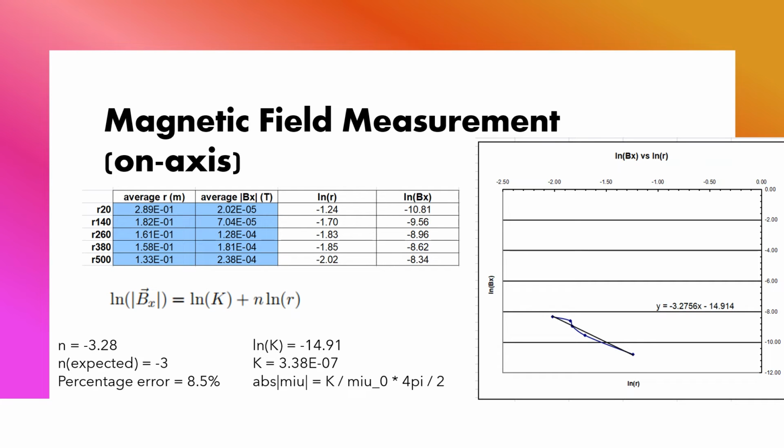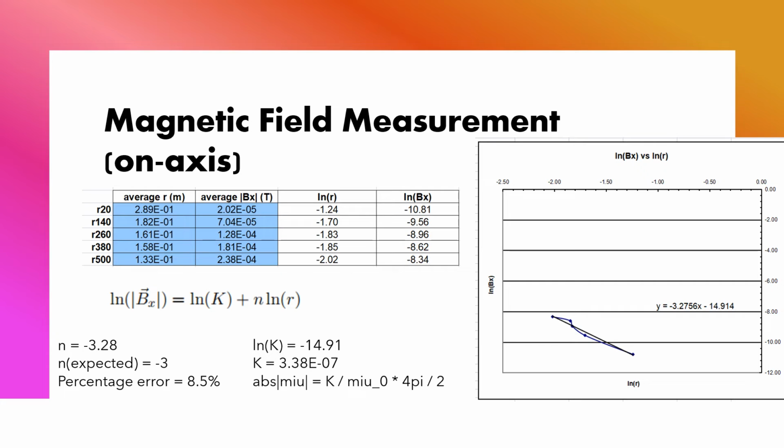This slide shows the data measurement for the magnetic field on the axis. By transforming the exponential equation from the previous slide to the log function in this slide, we can plot on the graph using this linear equation. So we can find n is approximately -3.28. And since n is expected to be -3, the percentage error is about 8.5%.